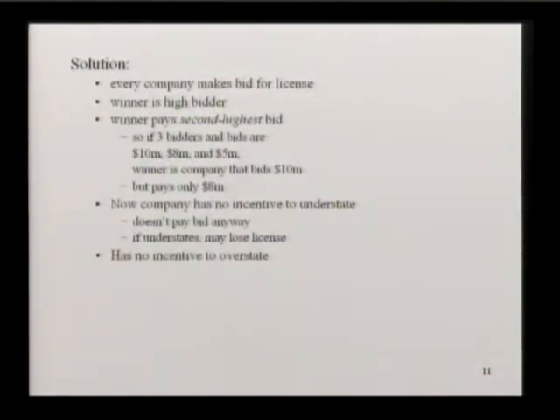Similarly, you don't want to overbid. You don't want to overstate because, again, it's never going to be advantageous to overbid. If the second highest bid is 8 million and you bid 12 million rather than 10 million, you'll win either way, 10 million or 12 million, and you'll pay 8 million in both cases. So bidding 12 million doesn't have any advantage.